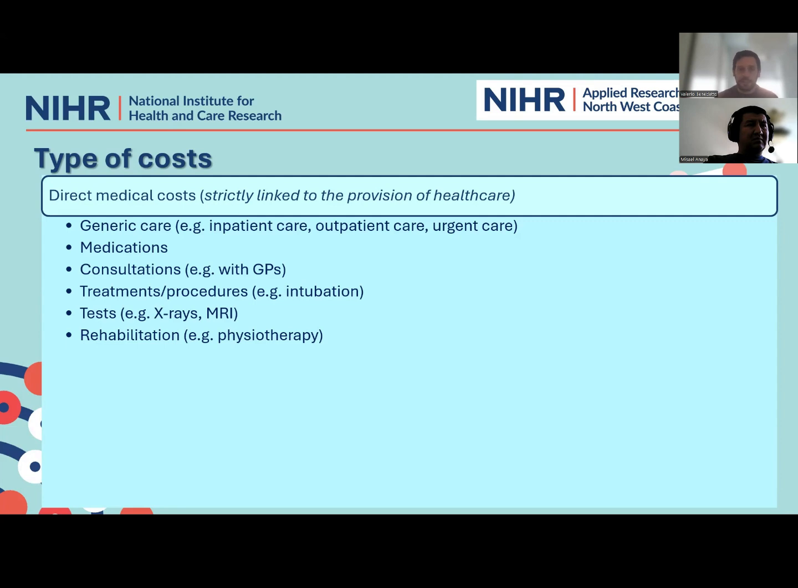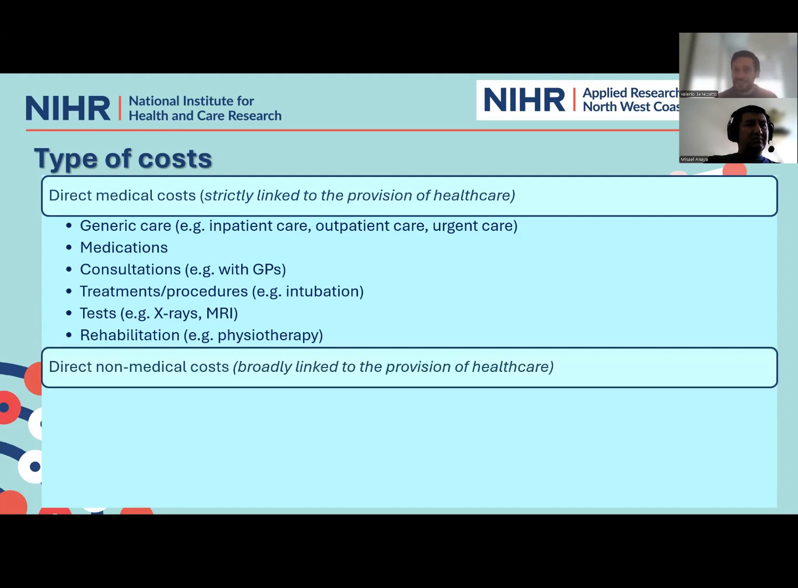Then we can also consider direct non-medical costs, which are broadly linked to the provision of healthcare. So some examples here, like travel, accommodation, food, home modification. So not really strictly healthcare related, but broadly linked to the provision of healthcare. So how long it will take for patients to travel to hospital, for example, or to appointments, or if caregivers might need some form of accommodation while the patient has been admitted to a hospital, and so on.